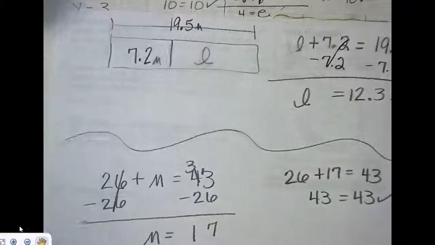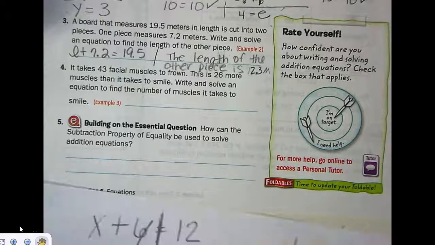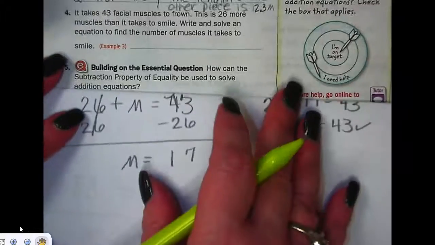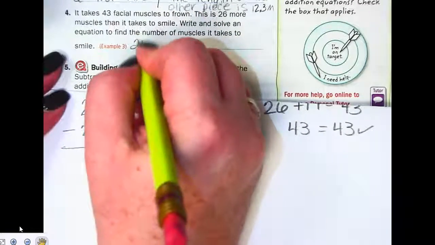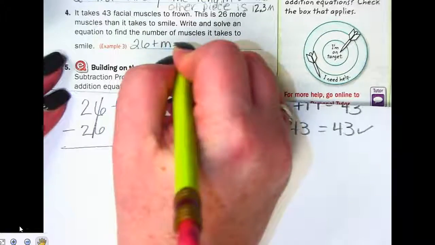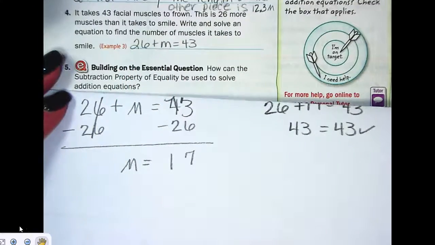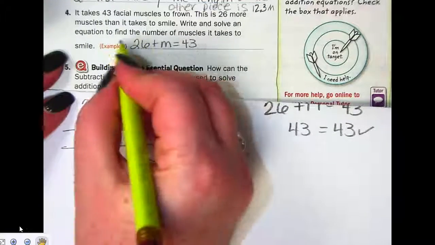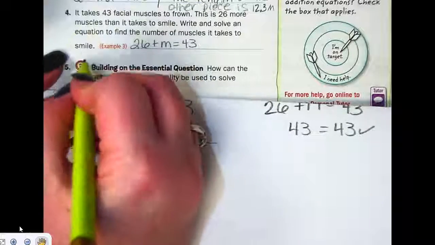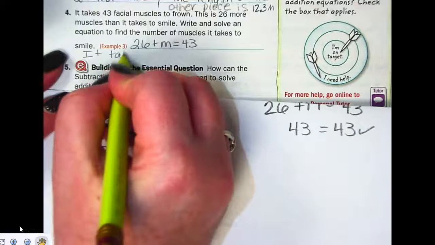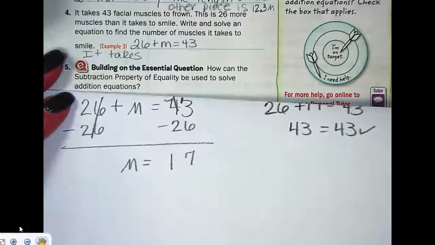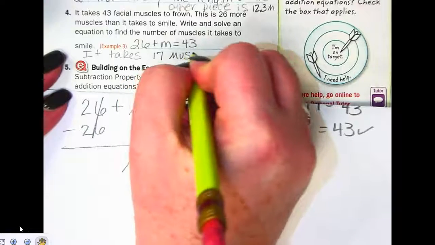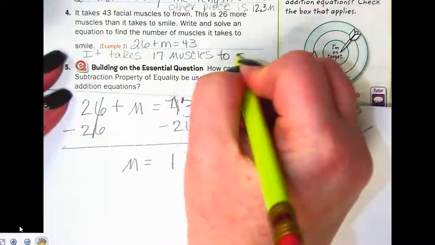So what do I need to write on the line? Write and solve an equation to find the number of muscles it takes. So the equation that I wrote was 26 plus m equals 43. And then my answer is, write and solve an equation to find the number of muscles it takes to smile. How many muscles to smile? 17. It takes 17 muscles to smile.